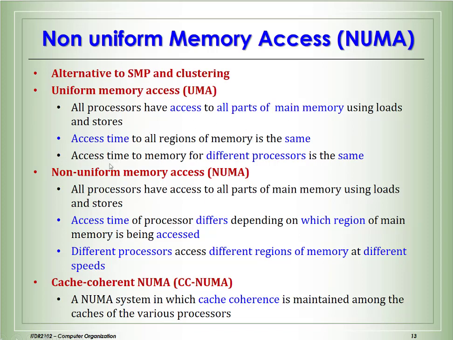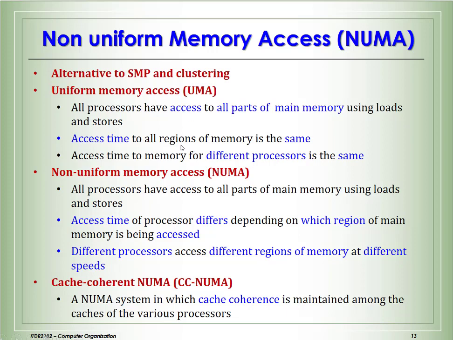Equally they are going to treat, and the access time of all regions is the same. So also the access time to the memory for different processors is the same. So that's why it is called uniform. All processors are treated equally in everything. So that's why it is uniform memory access. So symmetrical SMP is a type of uniform memory access.